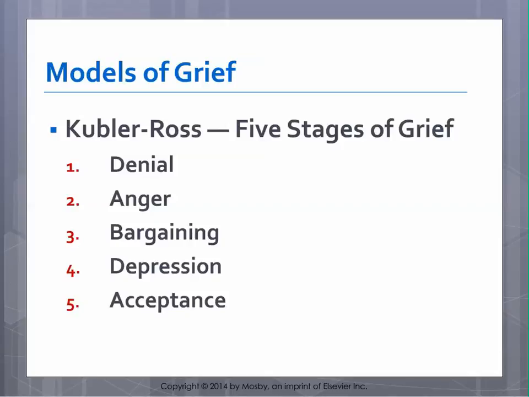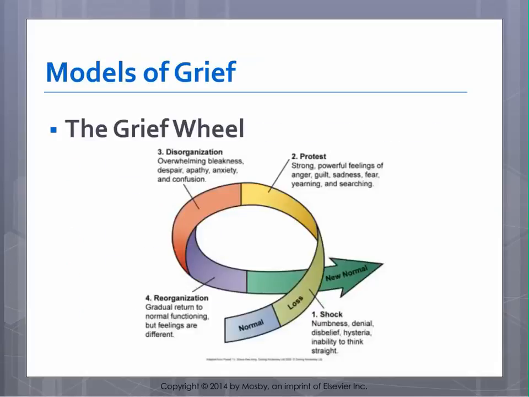Depression may be expressed in numbness, anger, or sadness. Admitting the reality of the loss results in a calmer phase known as acceptance. Table 10.4 describes Kubler-Ross's model of grief. Another model of grief is the grief wheel.